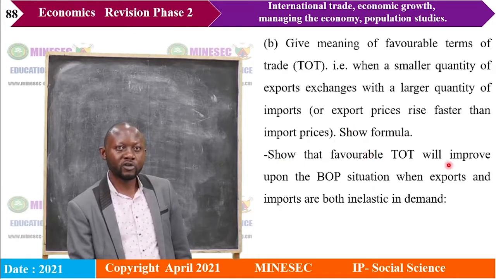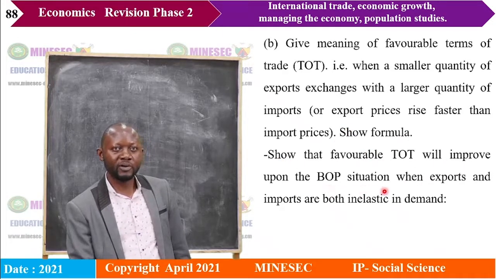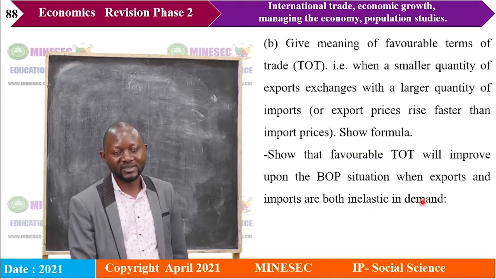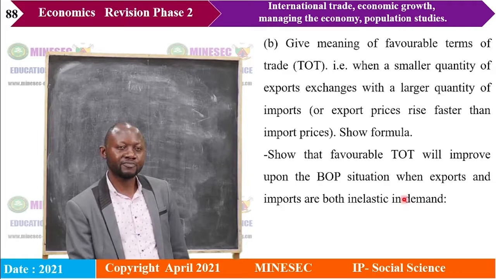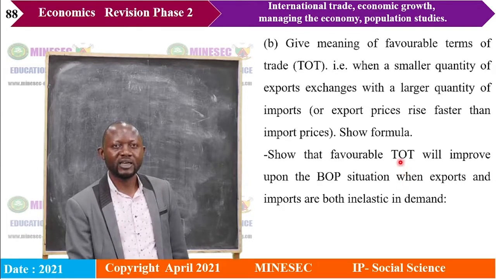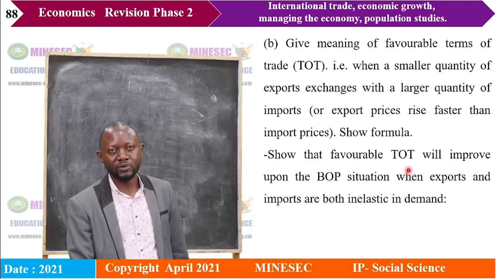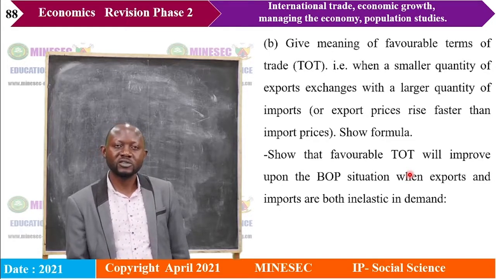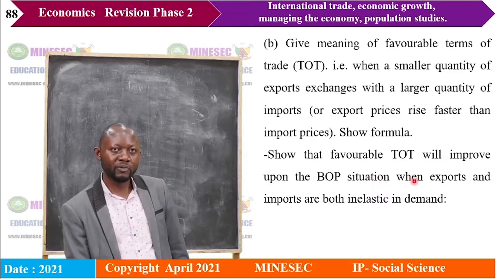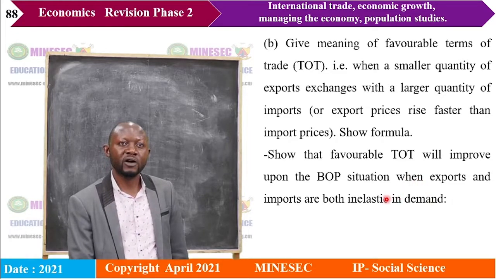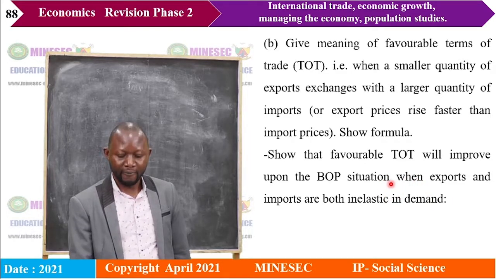Show that the favorable terms of trade will improve upon the balance of payment situation when exports and imports are both inelastic in demand. When exports and imports are both inelastic in demand, we know that when the terms of trade is favorable, it means that export prices are rising. And export prices are rising when the demand for our export is inelastic. That means we're going to make more revenue from exports, given that the quantity demanded will not fall significantly. That's why the favorable terms of trade will improve upon the balance of payment situation only when the demand for imports and exports are inelastic.